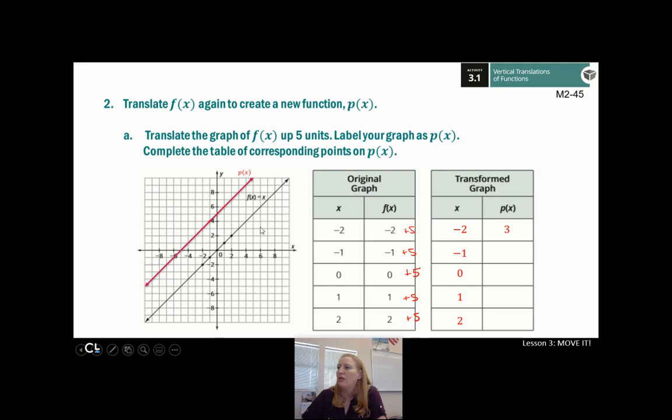So -2, 3 should have been this point right here. If you add 5 on that y coordinate, you get -1, 4. Add 5 on this y coordinate, you get 0, 5. If you add 5 to this y coordinate, you get a point at 1, 6. And if you add 5 to this y coordinate, you get a point at 2, 7. And again, it should match the points that you made here. Yay.